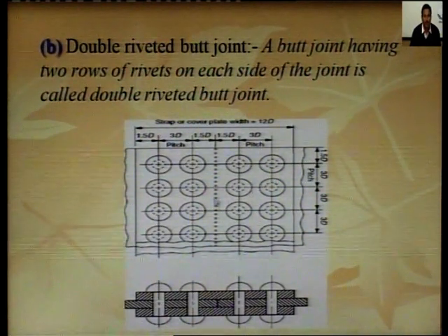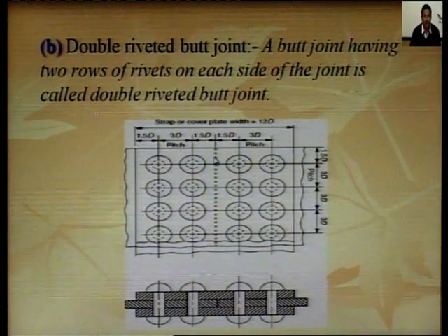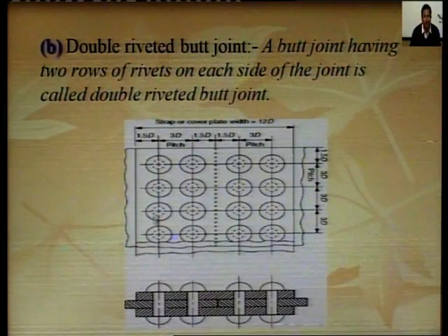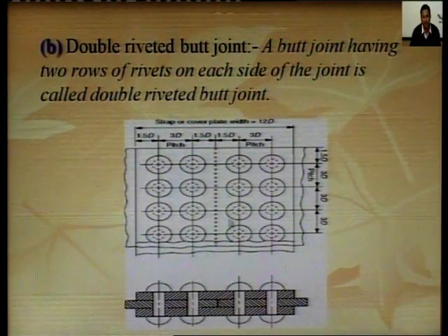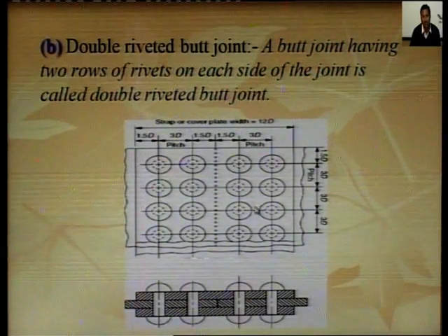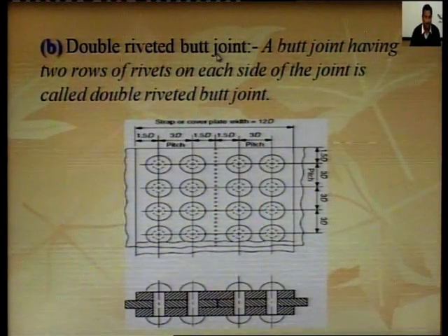So, this is the joint. At this section the members butt against each other. On either side two rows of rivets are there, one is this and the second is this. On this side of the joint one row of rivets is this and the second row of rivets is this. So, this type of joint is called a double riveted butt joint.